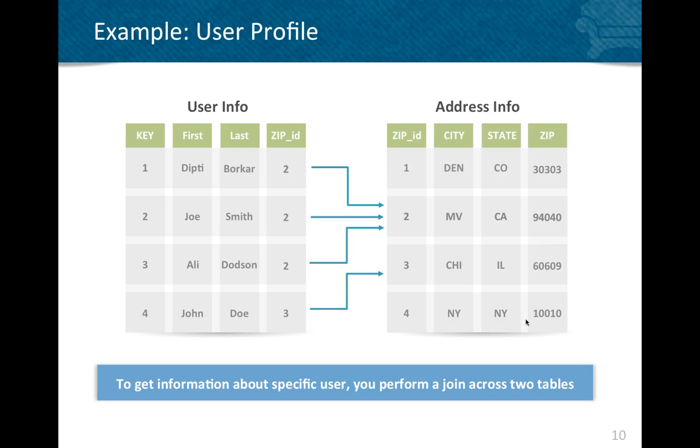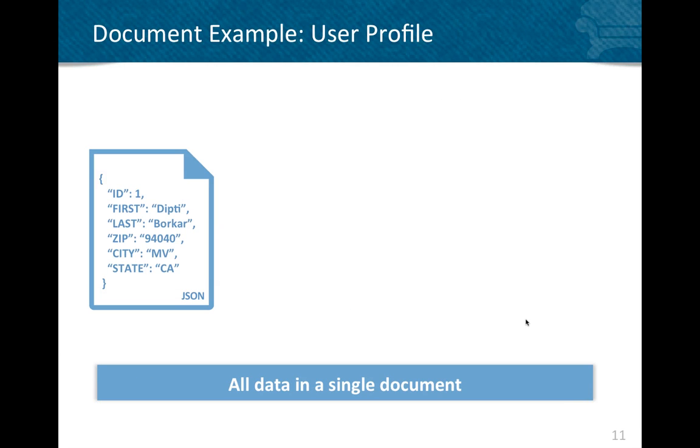Let's take a look at an example. So here we have a user profile store, for example, and we have two tables, user info and address info. In the user info table, we have a few records. You have a primary key, and then the zip ID is the foreign key to the address info table. So typically, if you want to get all the data back, you would do a join across those two, or specific lookups using the key.